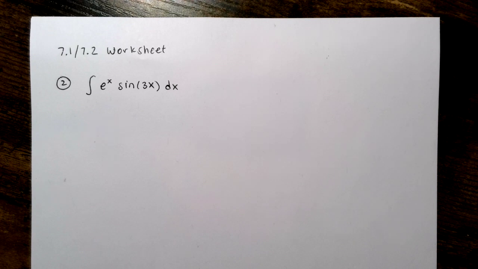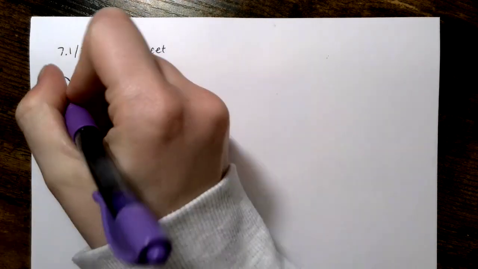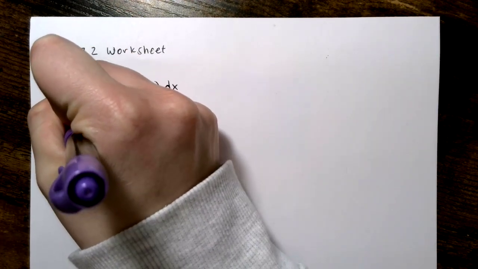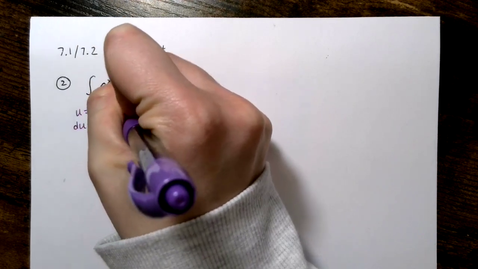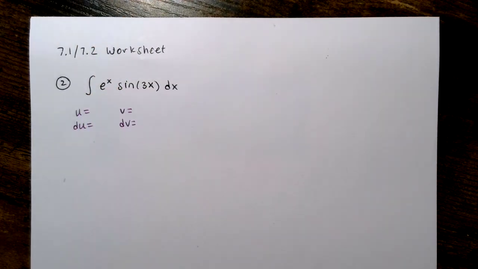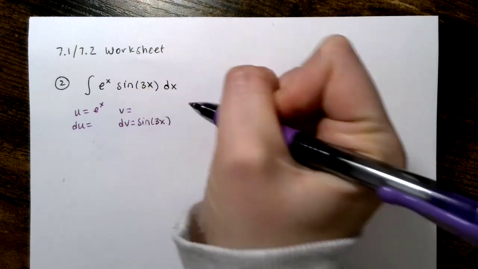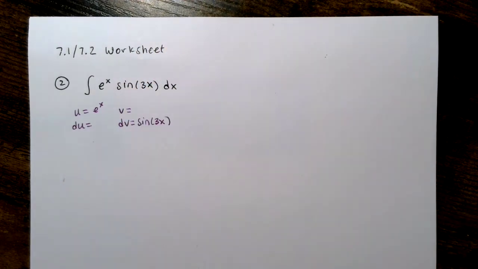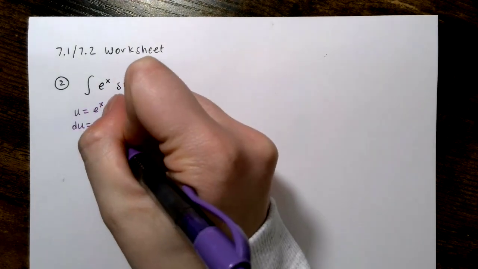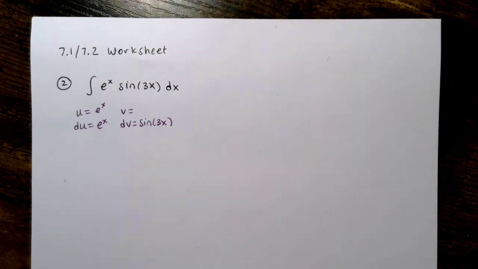It doesn't matter which way I choose the u and dv to start, as long as I choose the same way both times. So typically I choose e to the x as my u, so that's what I'll do here, and then sine of 3x would go over here. That means I need a derivative over here and an antiderivative over here.